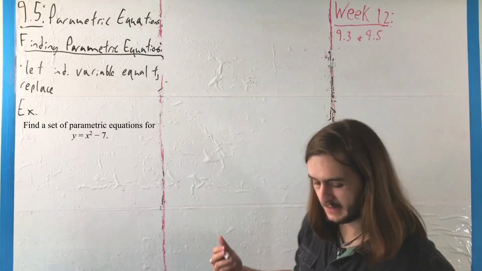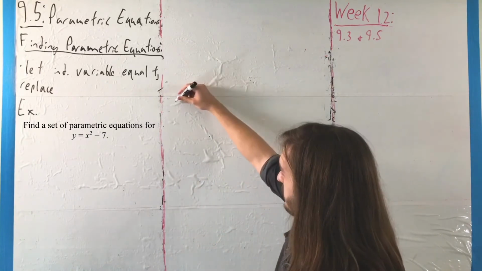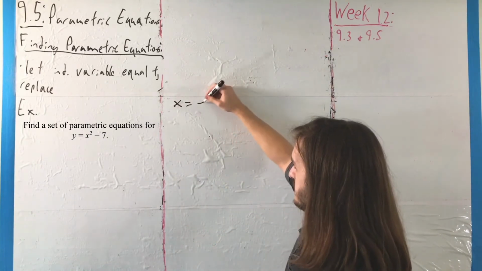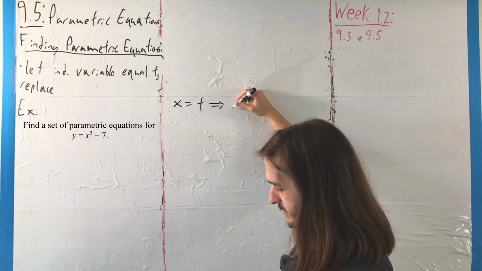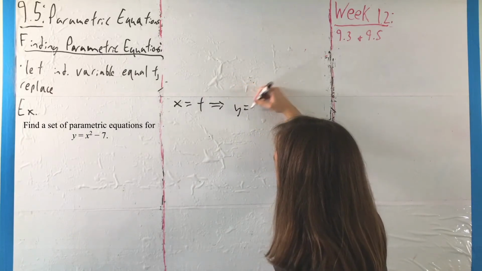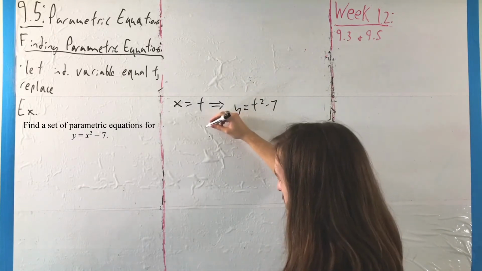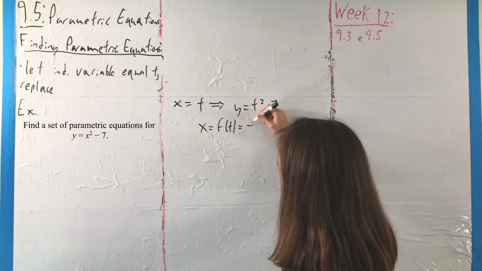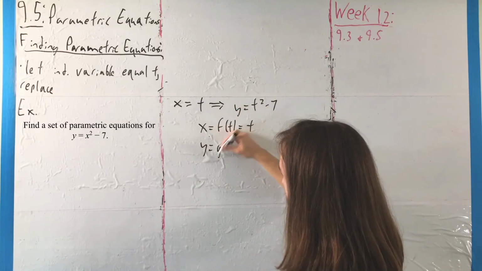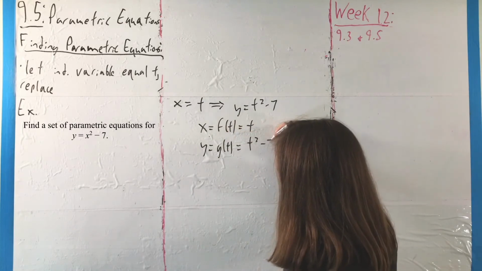It sounds like it's going to be worse than it is, but all we do is you recognize here that since x is our independent variable, we set x equal to t, and that means that we have y equals t squared minus 7. So if we want to talk about x being equal to f of t, well, that's just t, and y is some other function g of t, that's t squared minus 7.